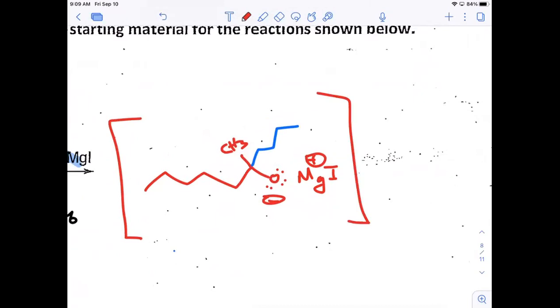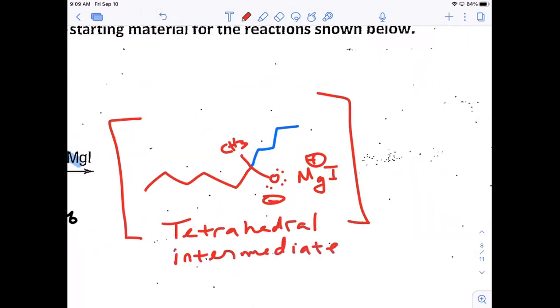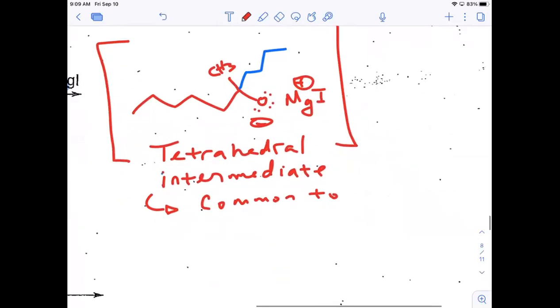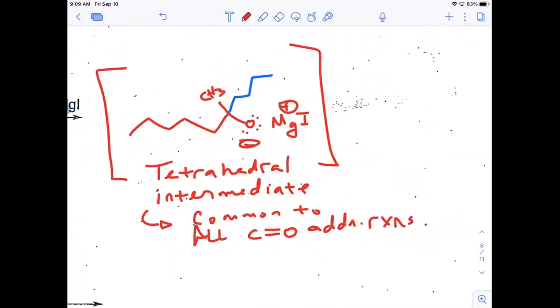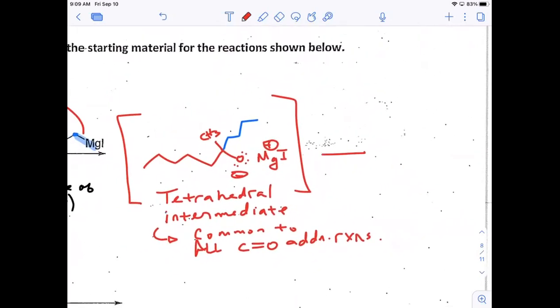Anytime you add a nucleophile to a carbonyl, you're going to go through an intermediate like this. This is what we call a tetrahedral intermediate. And this is common, right, to all carbonyl additions. Right, all carbonyl additions go through this tetrahedral intermediate. And then in the next step, we want to quench it. So we're just going to add in H plus, right?